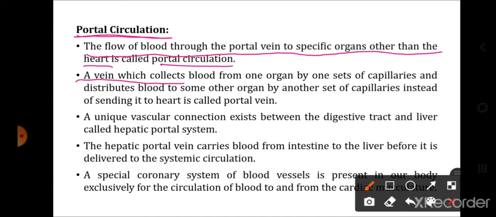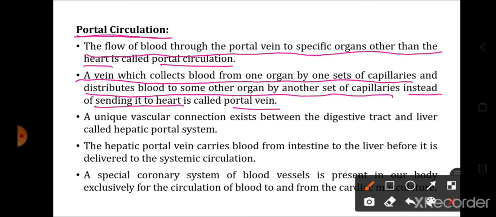A vein which collects the blood from one organ by one set of capillaries and distributes it to some other organ by another set of capillaries instead of sending it to the heart is called a portal vein. So what are portal veins? They are the veins which collect the blood from one organ, then they send that blood to some other organ instead of sending it to the heart. बाद में जो organ में second time open हुई, वहाँ से फिर जो vein निकलेगी वो heart में जाएगी. So directly वो vein heart में open नहीं होती. Such veins are called the portal veins.